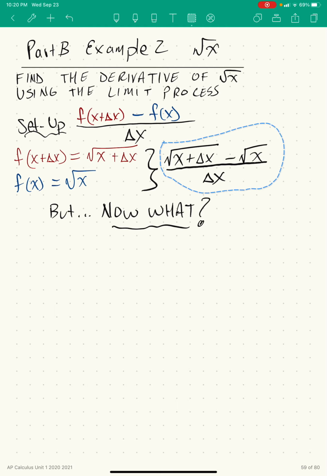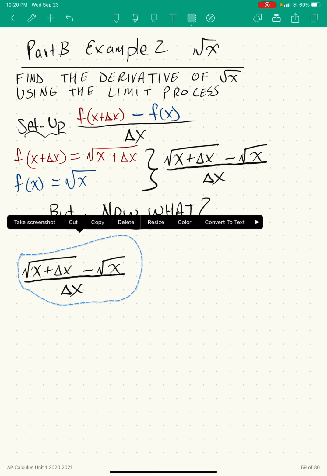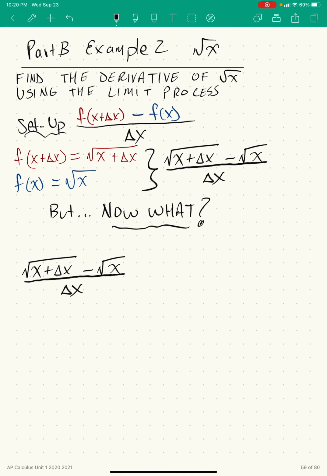So we're going to copy this here. I'm going to paste it, and let's work with this. Let's see what happens. If we multiply with a conjugate, then we're going to multiply by radical x plus delta x plus radical x, and we're going to put that over itself. Radical x plus delta x plus radical x.